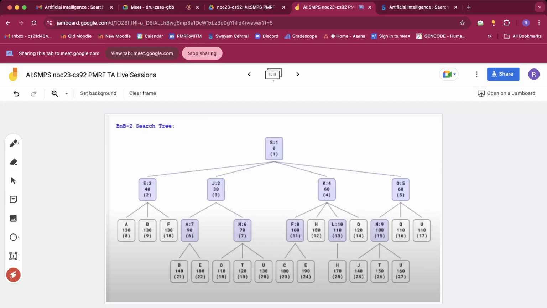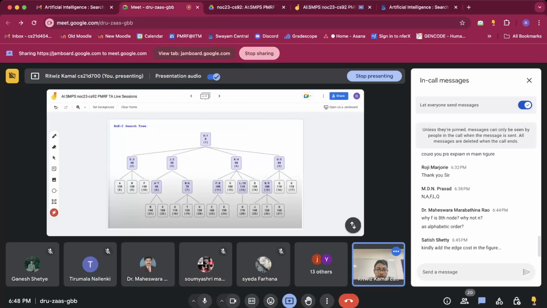Okay, no, only O, T, and U. Then F, H, L, Q, and we would have N, Q, and U. Okay, so N and F both have cost 100. So we are choosing F because F is occurring alphabetically before N, right? That's the reason.